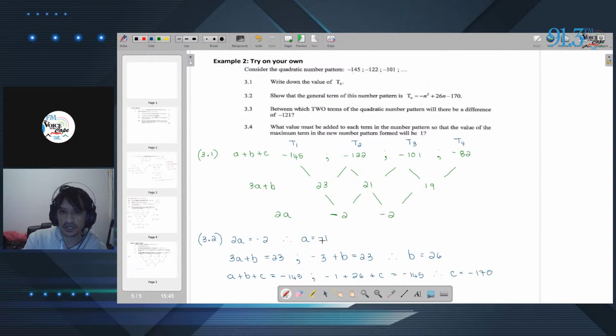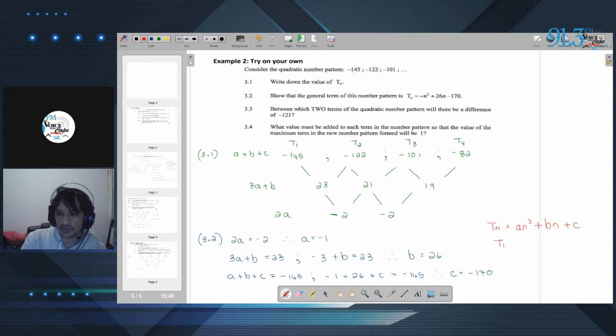And all we do is we just now substitute this into the general formula for a quadratic equation. So what's the general formula for a quadratic equation? Well, if you remember, it's the same for your quadratic functions as well. Ax squared plus bx plus c, or in this case, because we're using an nth term, we can just say that Tn is equal to an squared plus bn plus c.